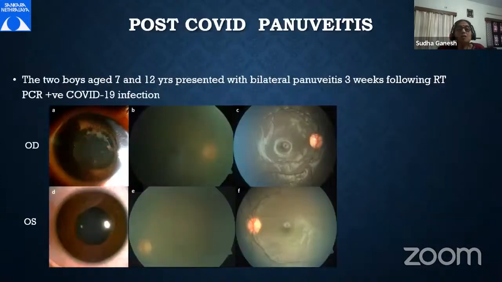Last but not least, post-COVID uveitis. We have had two children, aged 7 and 12 years, who presented with bilateral pan-uveitis 3 weeks following an RT-PCR positive COVID infection. This is a picture of one child, with anterior uveitis in both eyes and an acute pan-uveitis with vitritis, which resolved with treatment. The treatment was similar to any other form of uveitis, with topical and systemic steroids.